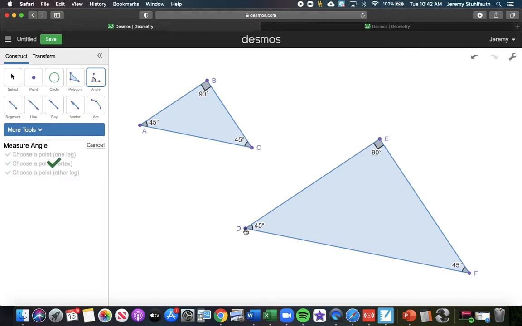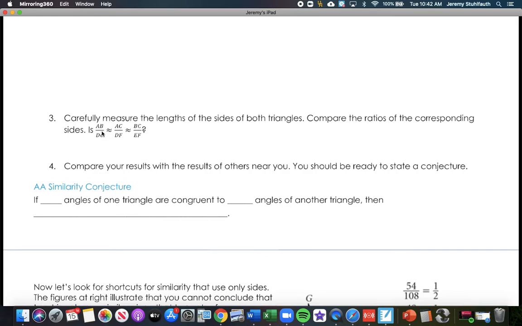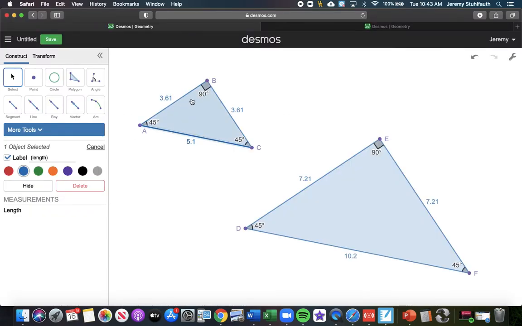Now, this doesn't show that they're similar, but we can check their side lengths, so let's label their sides: 3.61, 7.21, 7.21, 3.61, 10.2, 5.1. What we're going to do is compare the ratios of the corresponding sides. If we look at our notes, we want to look at AB compared to DE. So AB is 3.61 over DE, which is 7.21.